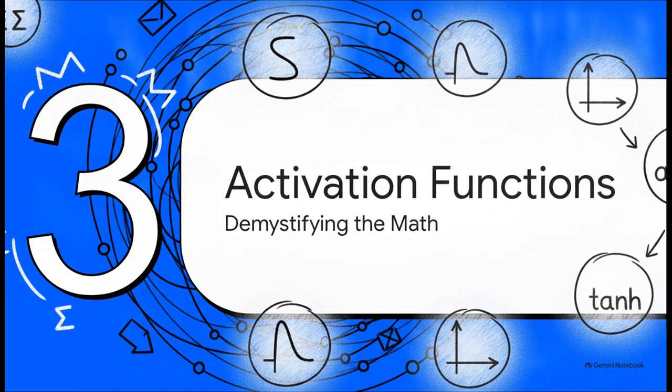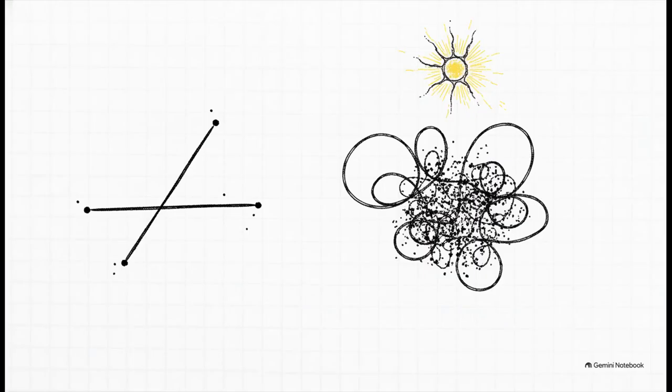Which brings us perfectly to Section 3. Demystifying activation functions. Let's dig a little deeper into that second requirement I just mentioned. An activation function basically determines whether, and specifically how strongly, a given neuron actually fires based on its combined weighted inputs. So why does this matter?